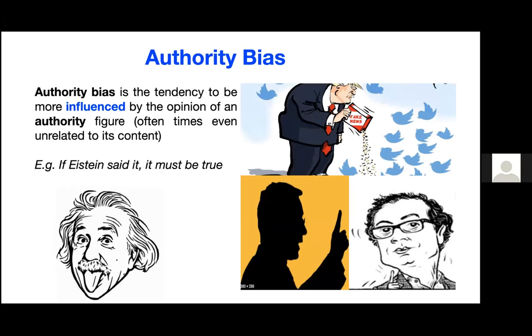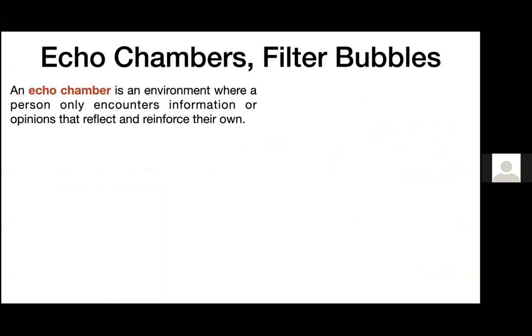Basically, sometimes their beliefs are shaped by these people. Their opinions are shaped by these people. And that's another kind of cognitive bias. And this cognitive bias generates echo chambers or filter bubbles. So an echo chamber is an environment where a person only encounters information he already agrees with.